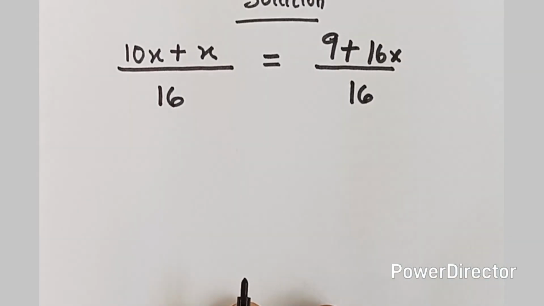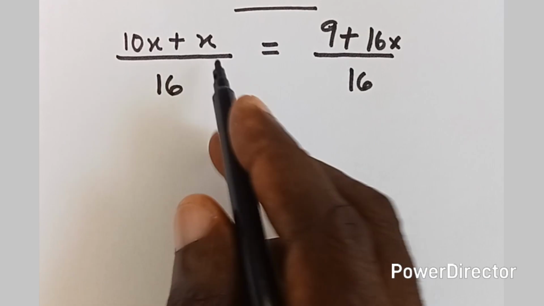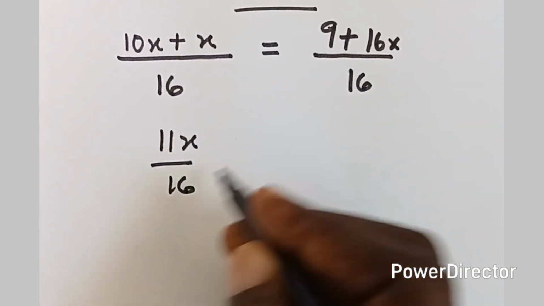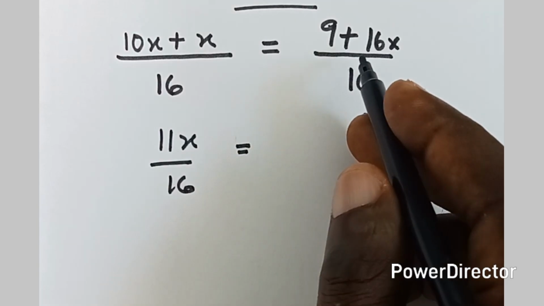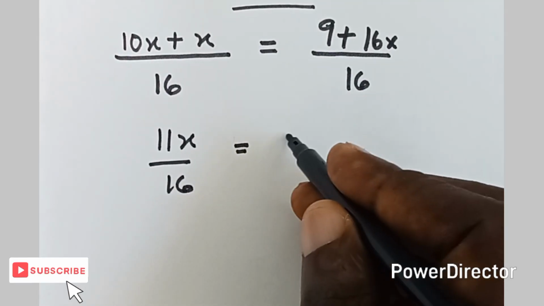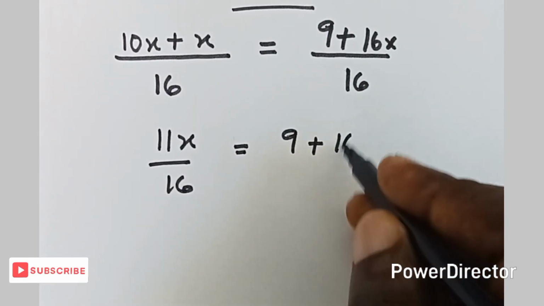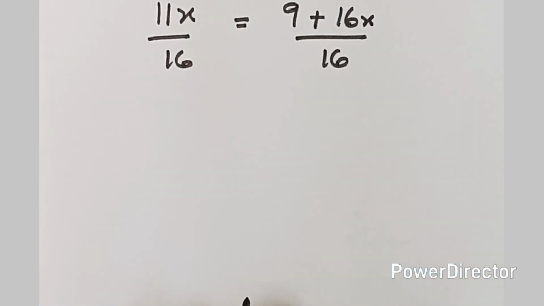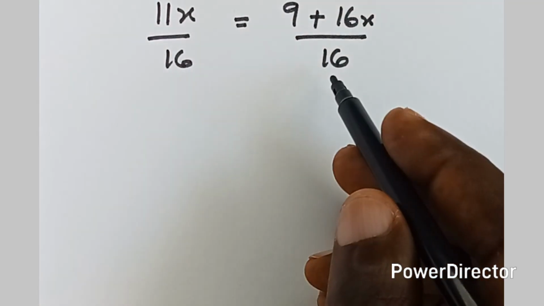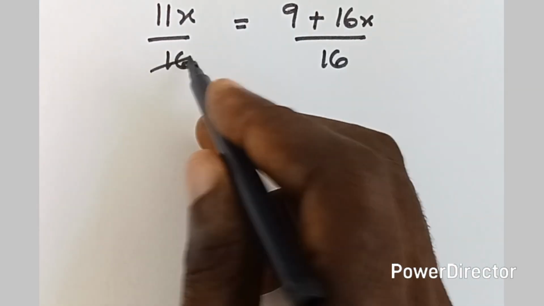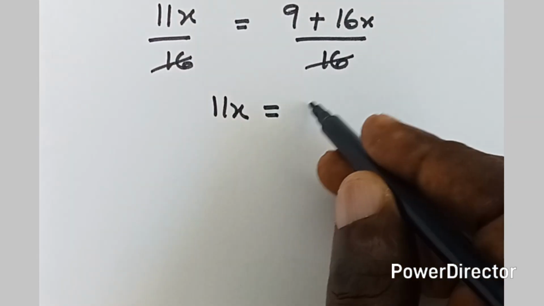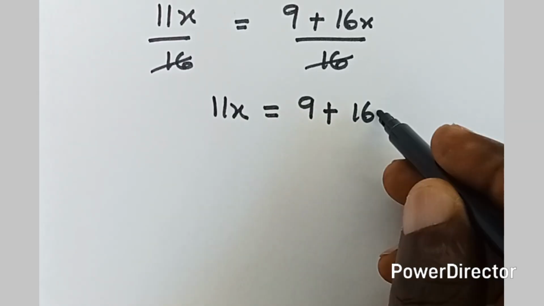Okay. Alright, so 10x plus x will give us 11x. So we have 11x over 16 equals to 9 plus 16x. We can add that, so we're going to write it again: 9 plus 16x over 16. Alright, so the denominators are the same. We're having 16 and 16 as the denominators, so we can cancel out. Then we have 11x equals to 9 plus 16x.